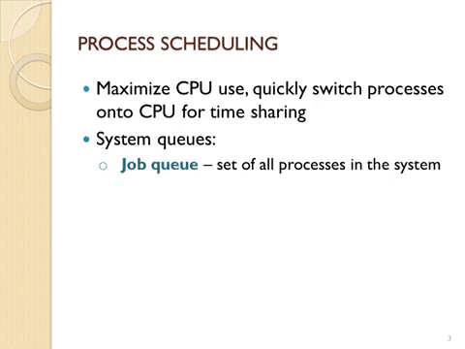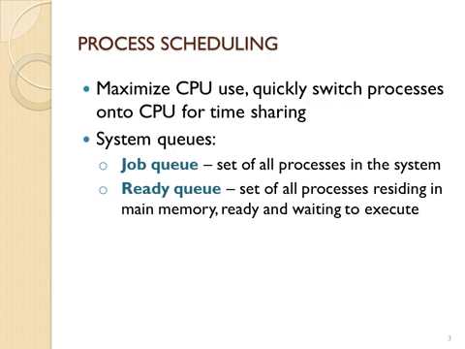So in your system, you have a bunch of different queues, and there's the job queue, which is the set of all processes that are active in the system. That means all of those that the operating system has PCBs on. And then you'll have the ready queue. These are all of those processes that are active and are actually ready to go on the CPU. So your operating system is keeping track of all of these processes, but there are those that are actually ready and waiting to get onto the CPU.